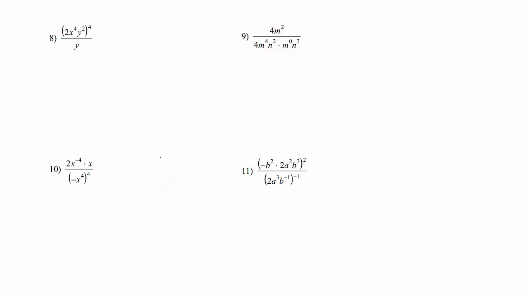Number 8. We want to take this 4th power and give it to everything on top, not what's on bottom, because the bottom's not in parentheses. So it's 2 to the 4th, x to the 16th, y to the 8th over y. 2 to the 4th is 2 multiplied together 4 times, which is 16. The x doesn't have anything to combine with, but I can subtract the exponents for my y's, remembering that the bottom is y to the 1st. So that gives me y to the 7th.